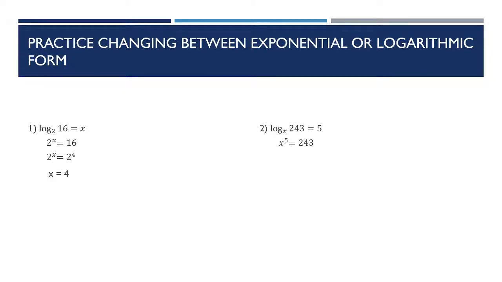Also, raising something to an exponent with a fraction raises it to a power depending on the numerator and takes the root of it depending on the denominator. So a 1/5 power takes the fifth root of 243, and our answer is 3.